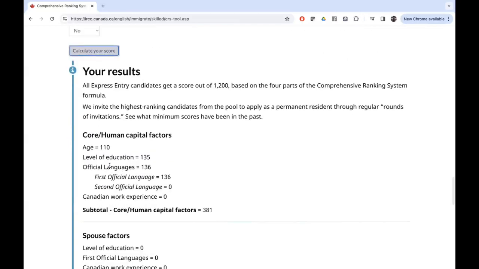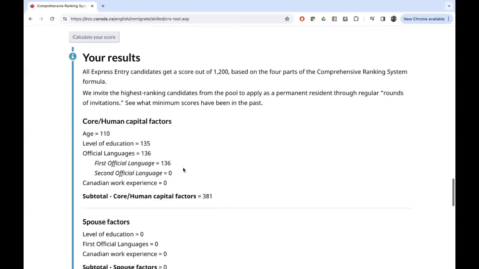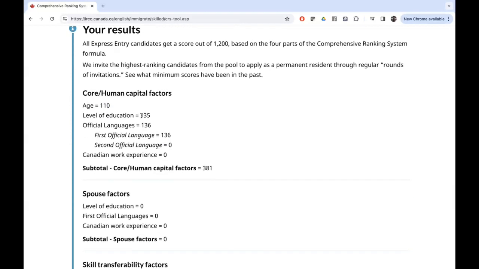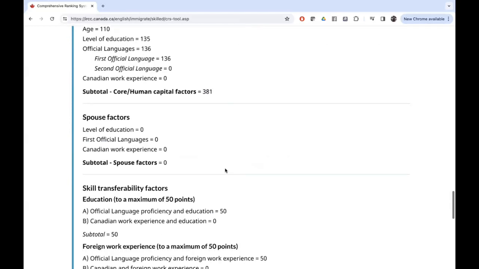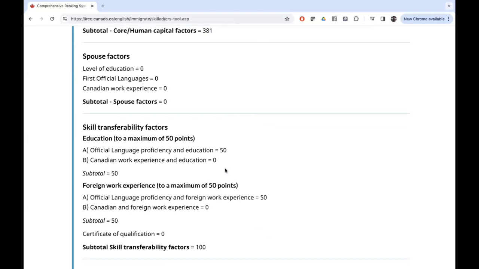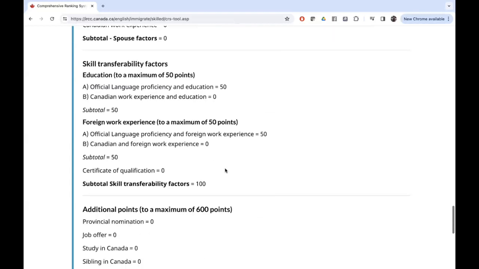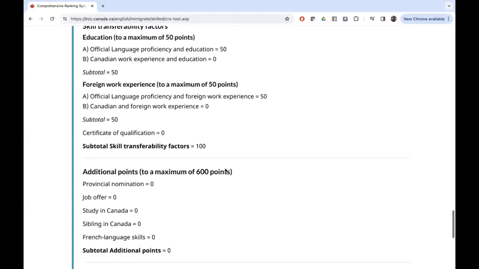Now you see for the age, I got 110 marks. So when I change it to the higher age, you will see how much the marks are going to drop. For the master's degree, I got 135 points. The official language, I got 136. So human capital factor, I got 381 marks in total. Spouse, I was single when I selected, so 0 marks for that. For my education, I got 50. For my foreign work experience, I got 50 points, so 100 there.